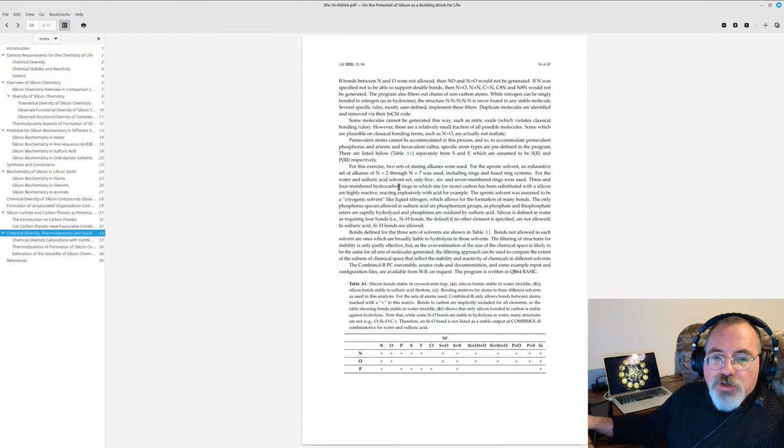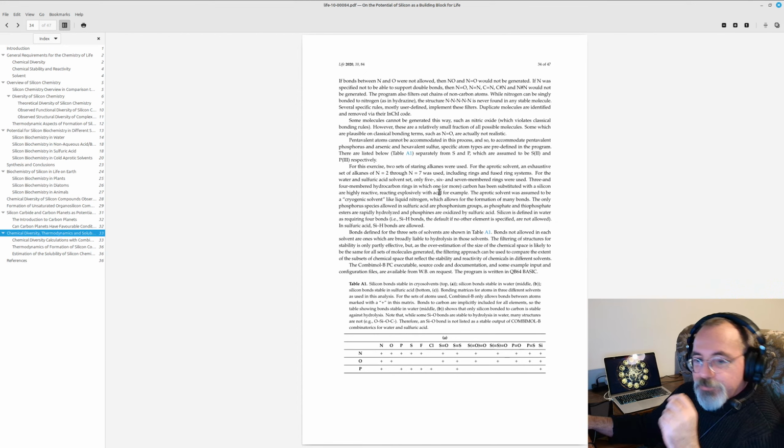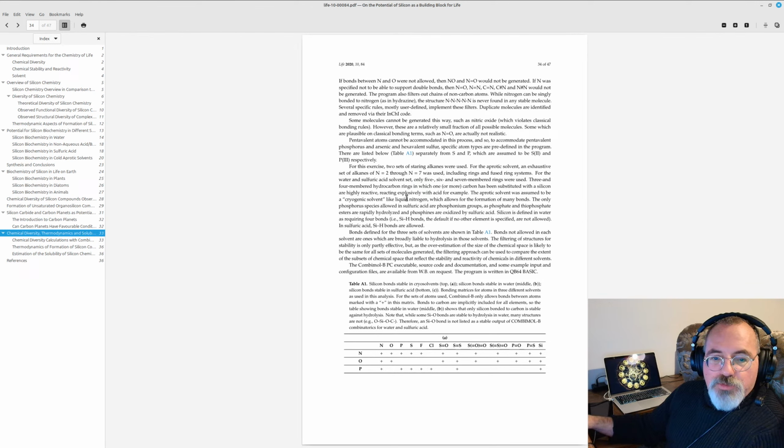3 and 4 membered hydrocarbon rings, in which one or more carbon has been substituted with a silicon, are highly reactive, reacting explosively with acid. For example, the aprotic solvent was assumed to be a cryogenic solvent, like liquid nitrogen, which allows for the formation of many bonds. The only phosphorus species allowed in sulfuric acid are phosphonium groups, as phosphate and thiophosphate esters are rapidly hydrolyzed, and phosphines are oxidized by sulfuric acid.